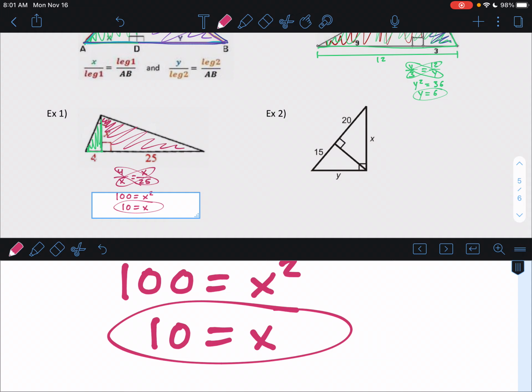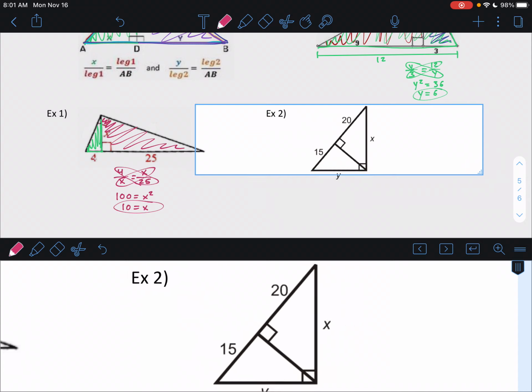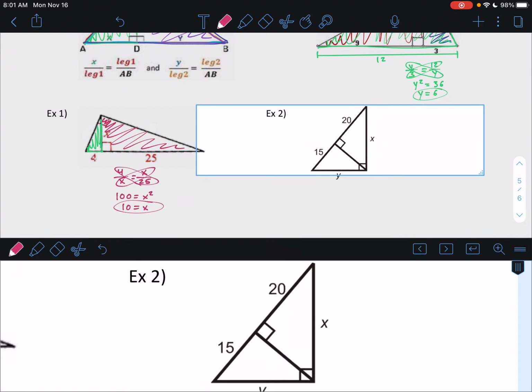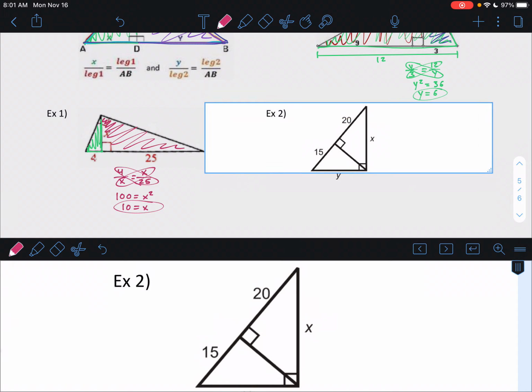Okay, and our final problem here. All right, so on this one, we have two variables here. I'll solve for x first.